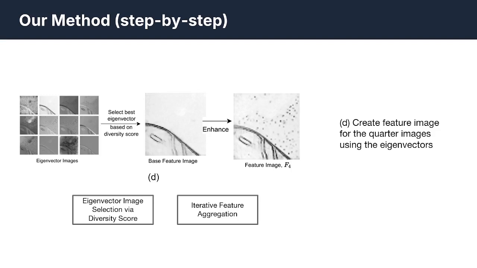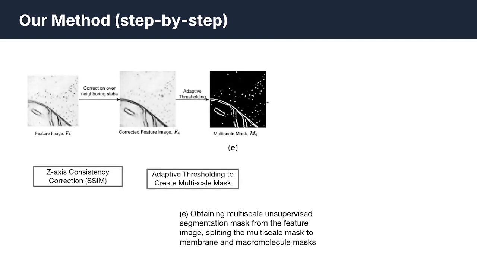We typically select top 12 eigenvectors and reshape them to eigenvector images. We developed a heuristic called diversity score that measures the patch area-wise pixel diversity in the eigenvector images. High diversity scores typically correspond to important features, whereas low diversity score means mostly background and noise. We select the best eigenvector image based on the diversity score and enhance it by iteratively aggregating additional eigenvector images into it until the overall diversity score of the eigenvector image increases. The resultant image serves as the feature image, which we further correct using information from neighboring slabs across depth axis.